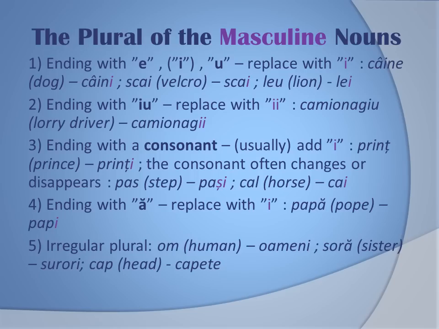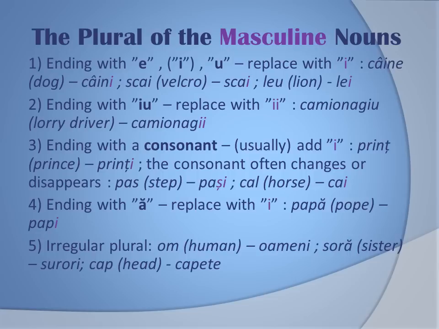How to form the plural of the masculine nouns? Well, let's start with the masculine nouns ending with e, with i, and with u. In this case, you only have to replace the last letter with i. So let's take a look at a few examples. Câine, dog, becomes câini. Sky, velcro, basically stays the same at the plural, so is sky, sky. And leu, lion, becomes lei.